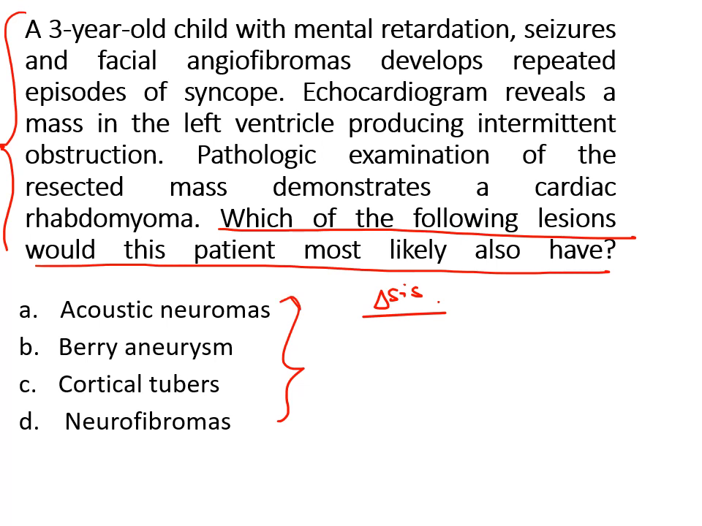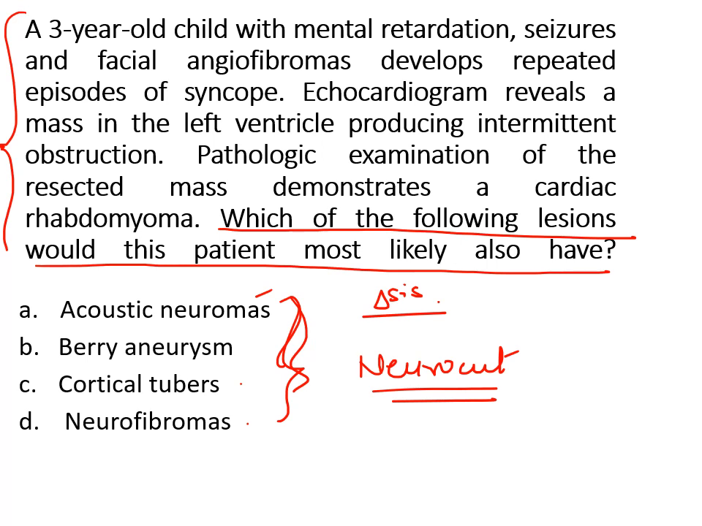Basically from the options you can guess that the question is asking about some neurocutaneous syndrome, because acoustic neuroma is NF2, cortical tumors are tuberous sclerosis, and neurofibromas are neurofibromatosis. So this is related to the topic of neurocutaneous disorders.